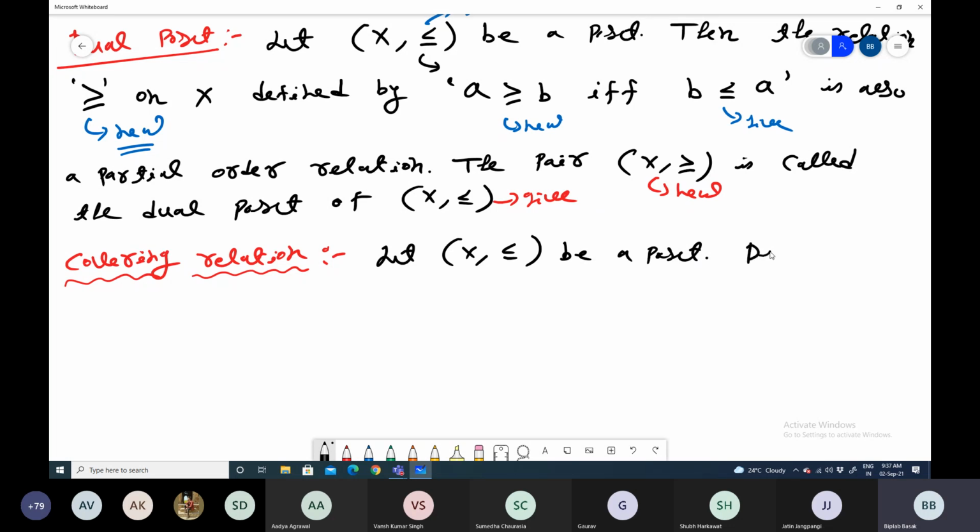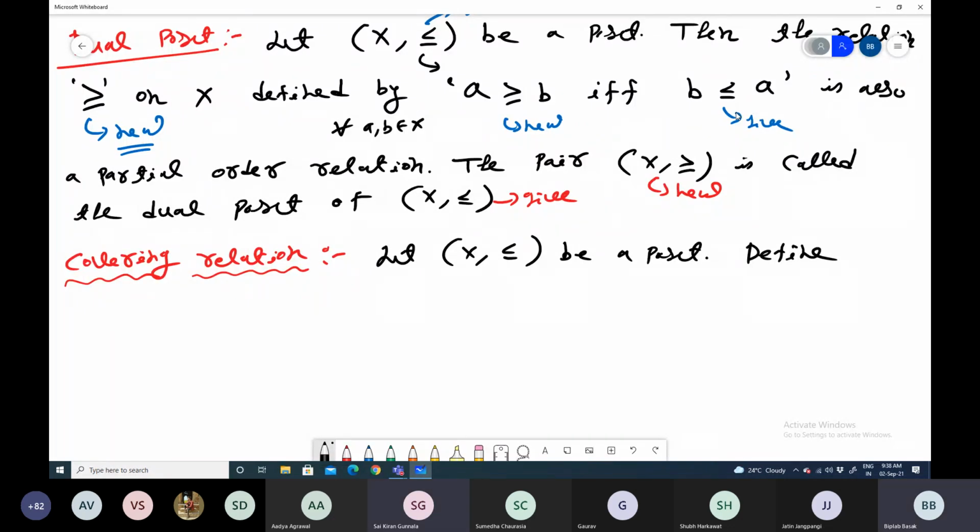Now define. In the above definition, A and B are the elements of X. And the meaning of greater than or equal to is not the usual greater than or equal to. So we have to define that. We define it this way: if B is less than or equal to A, then we say that A is greater than or equal to B.